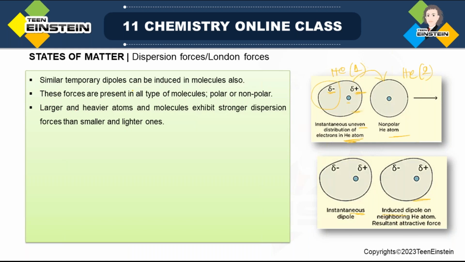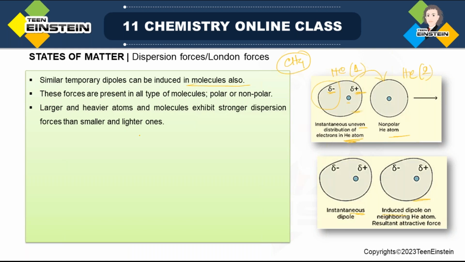So similar temporary dipoles can be induced in molecules. Here you are seeing examples in the form of atoms, because that is the easiest way to demonstrate, but it is possible for molecules too. You can imagine the same thing for a non-polar molecule, such as CCl4 or methane. So this is a non-polar molecule, and a similar picture can be considered for non-polar molecules.